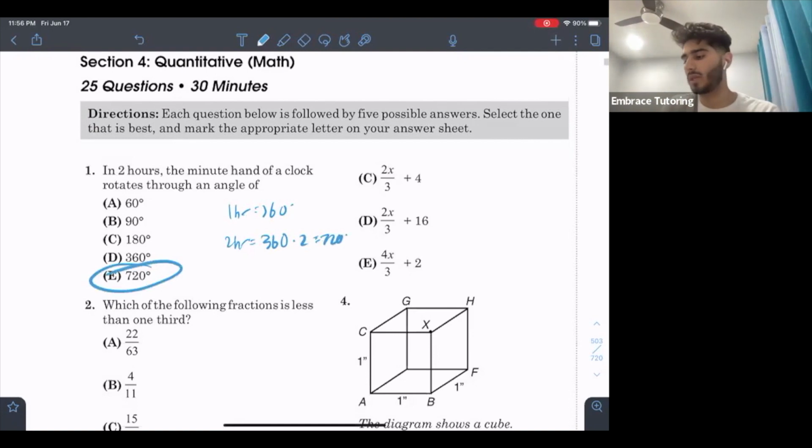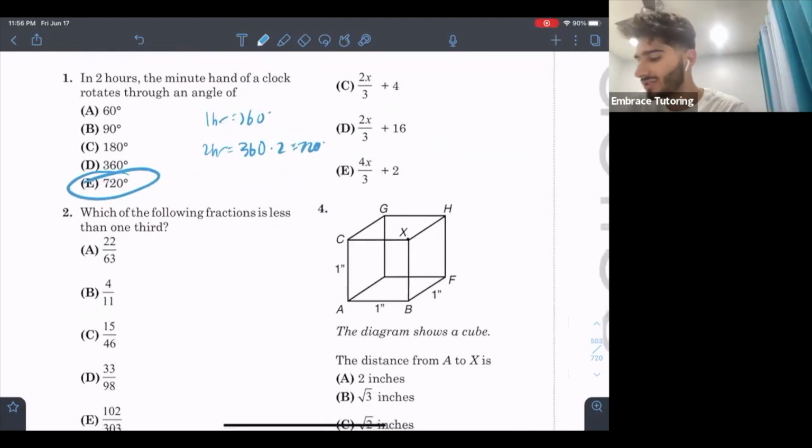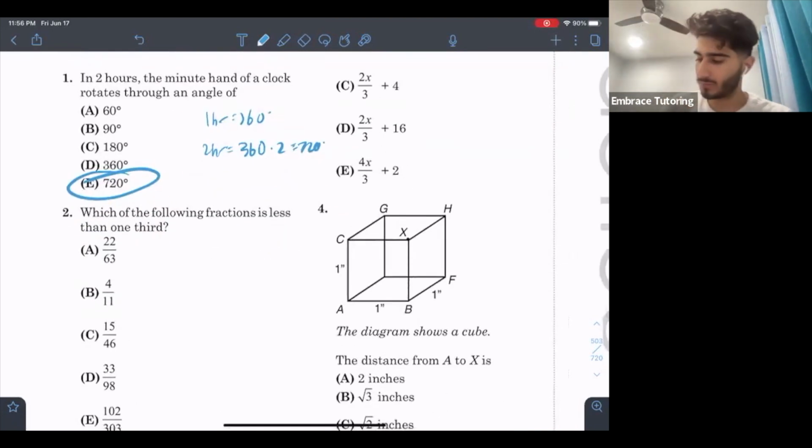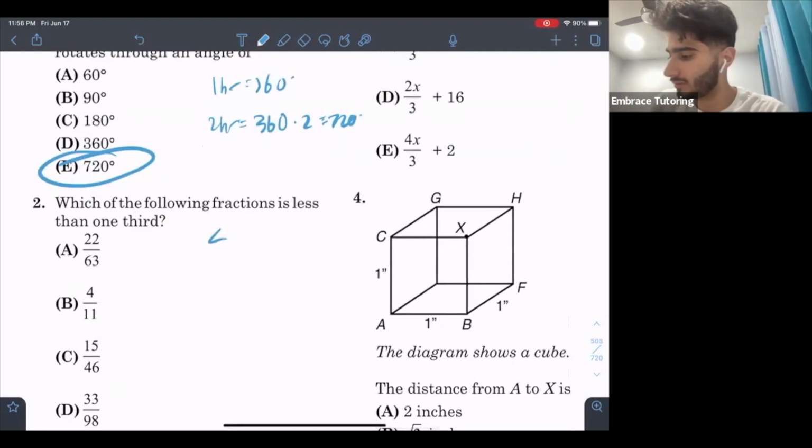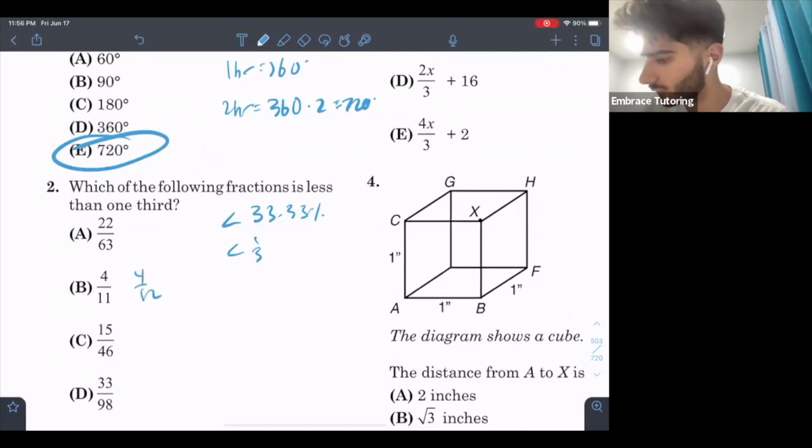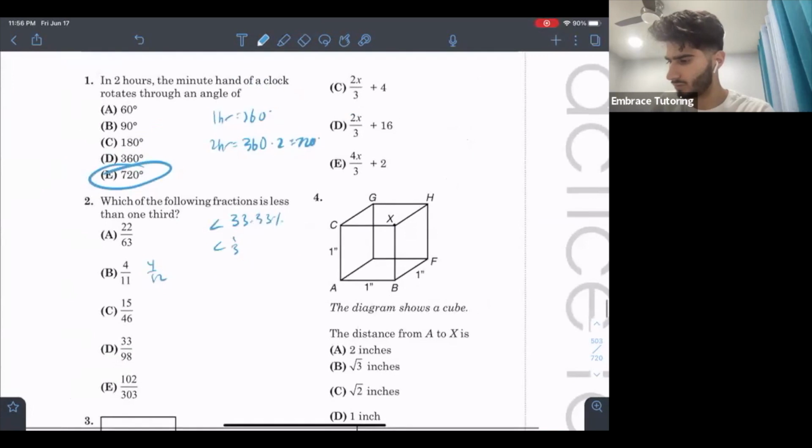Choice E. Which of the following fractions is less than 1/3? Less than 1/3 meaning less than 33.3%. 4/12. So we can do that.